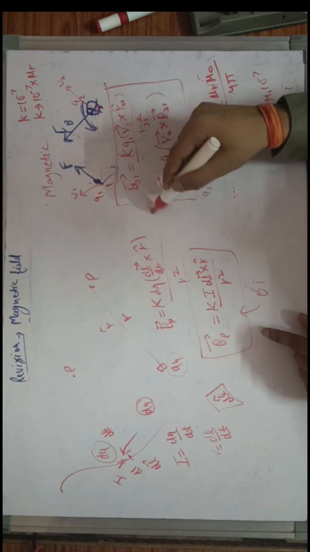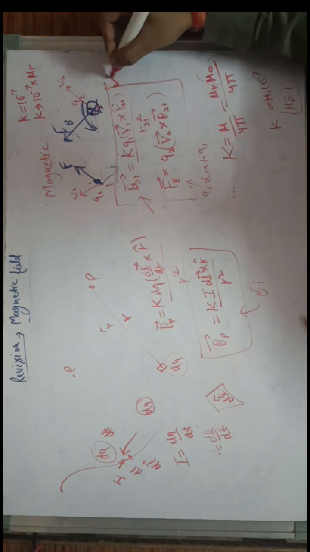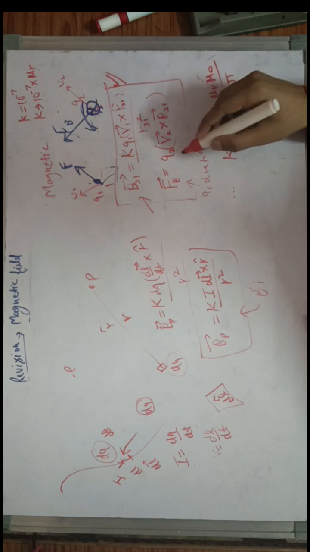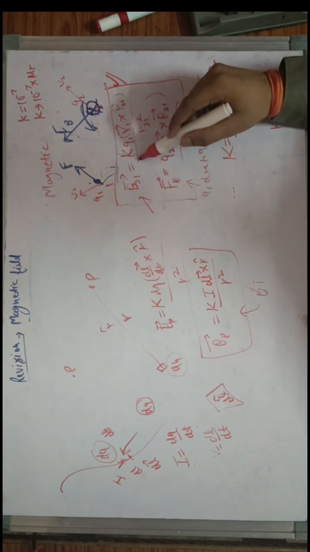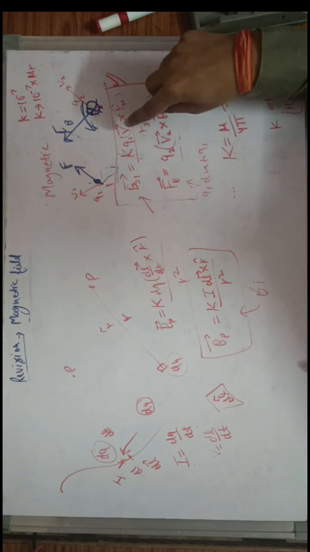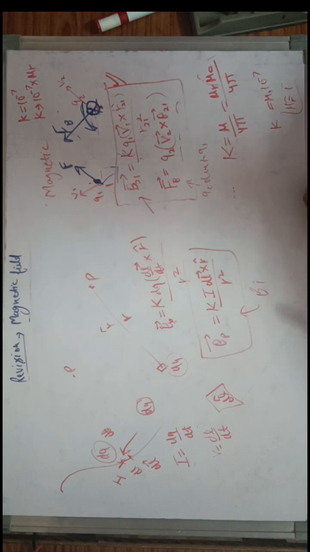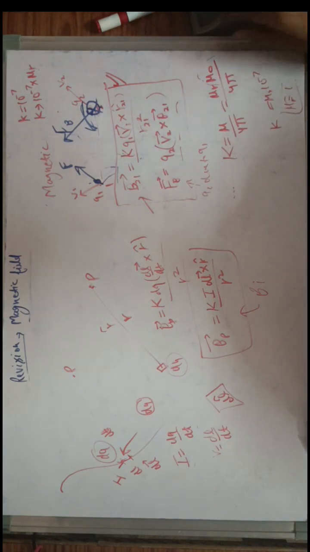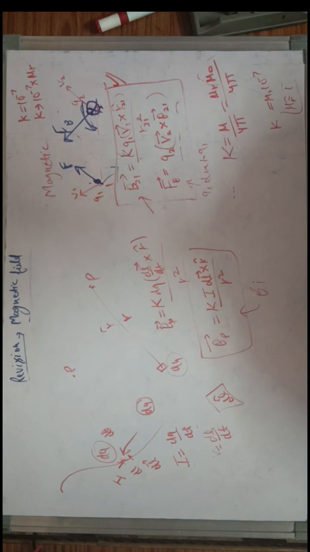This is derived from this equation. So the main equations are only these two: force is given by q into v cross B, and magnetic field is given by k into q v cross r cap. The order of these values, v and r, is important in case of a cross product. Otherwise the direction of the force or magnetic field will get changed.